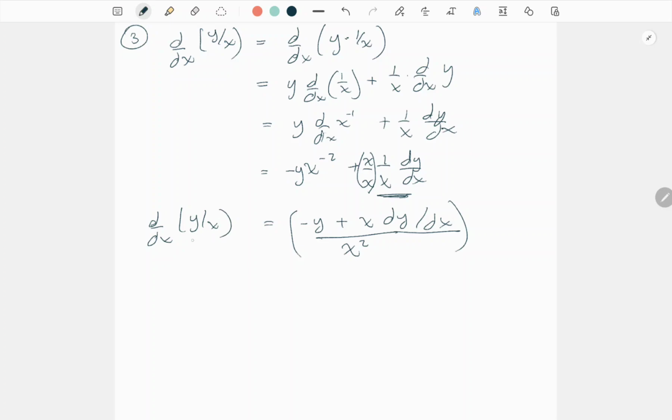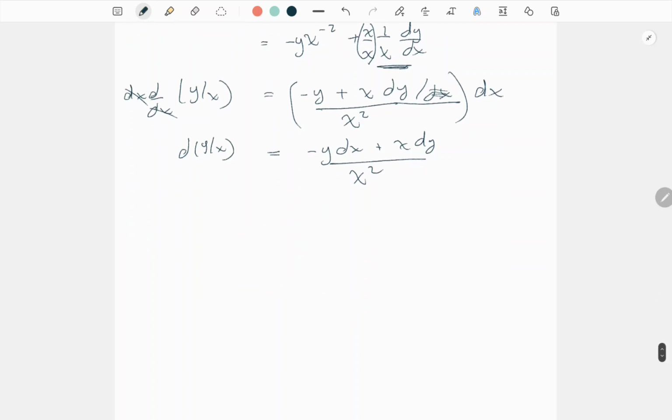So I can multiply both sides of this equation by dx. The denominator will cancel and we'll bring the dx in front of the y here. So we have negative y dx plus x dy over x squared, and that's just d of y over x. I'm going to write it the way we're used to: d of y over x is equal to x dy minus y dx over x squared. And that's that third formula.